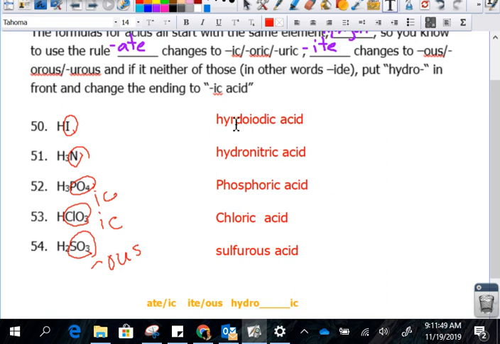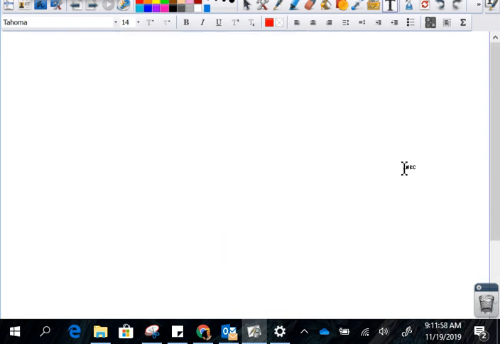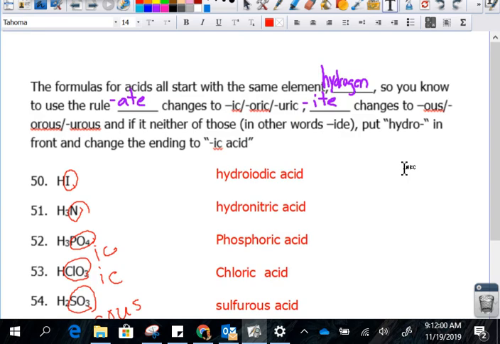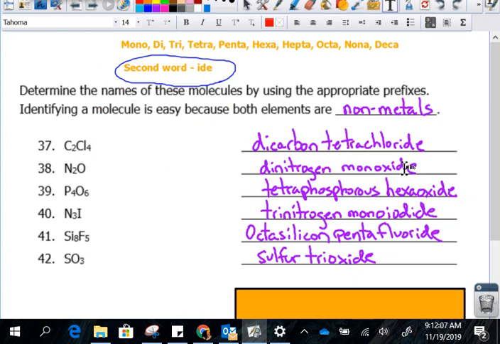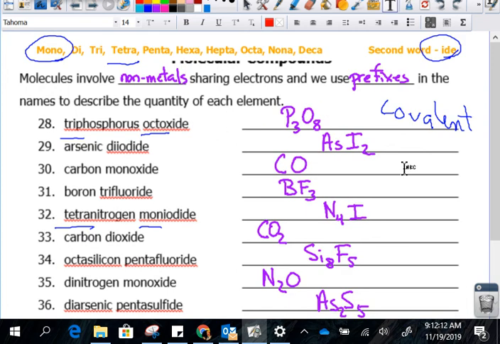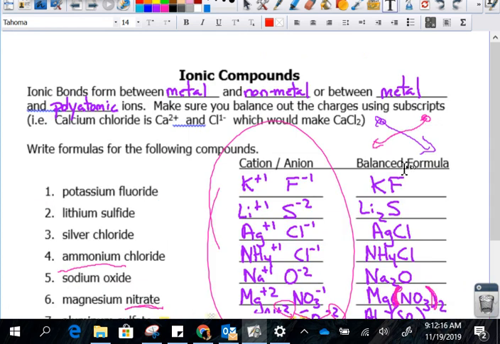I had a typo right there. It's probably been bothering someone. Hydroiodic acid. Okay, them's the rules. Ate-ic, ite-us, hydro-blank-ic. Use the charges to balance out the hydrogens. Mono, di, tri, tetra, penta, hexa, octa. Anytime you have two non-metals, you get to use prefixes. And if you have just metals and non-metals, we use the ions.